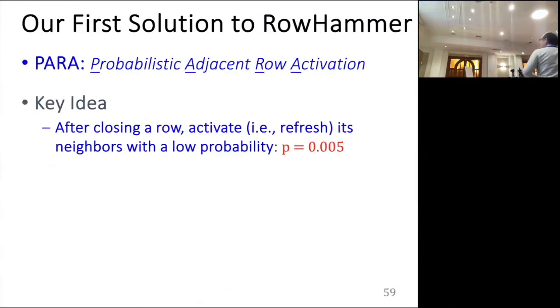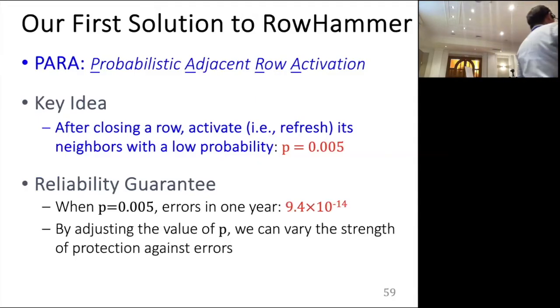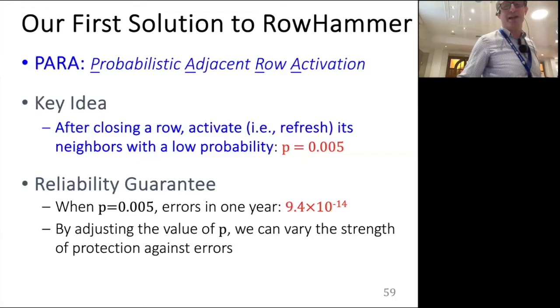Okay, so the solution that we advocated in the paper as the best in our opinion is probabilistic. I think it still has very good characteristics, but it doesn't scale to the technology scaling effects that RowHammer is having right now, and we'll see that. The basic idea is very simple. After the memory controller closes a row, it activates or refreshes its neighbors with a low probability. Now, this sounds nice. You need to know the neighbors, of course, and we get a good probabilistic reliability guarantee. And if you're paranoid, you can adjust the value of P, and you can get higher overheads, but better reliability guarantees.